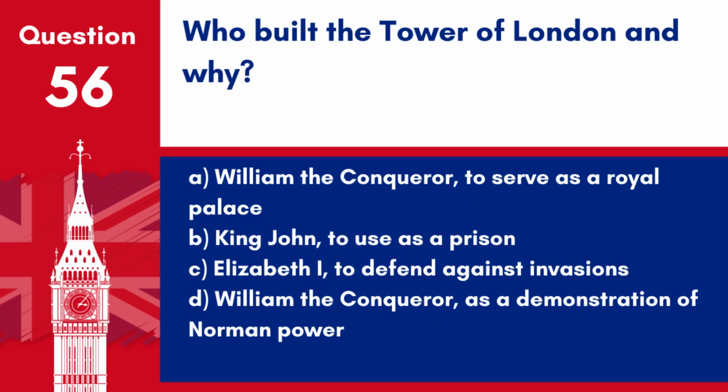Question 56. Who built the Tower of London and why? A. William the Conqueror, to serve as a royal palace. B. King John, to use as a prison. C. Elizabeth I, to defend against invasions. D. William the Conqueror, as a demonstration of Norman power.